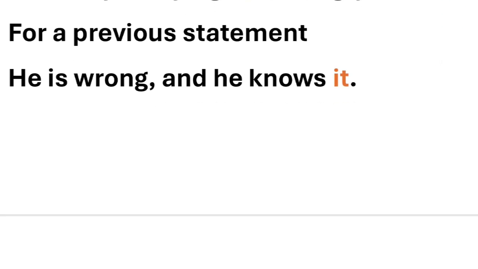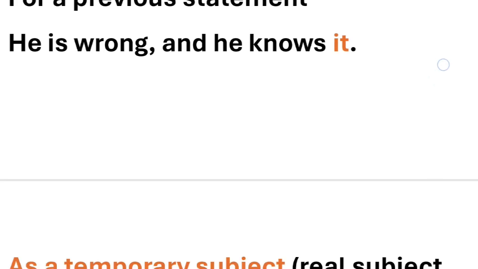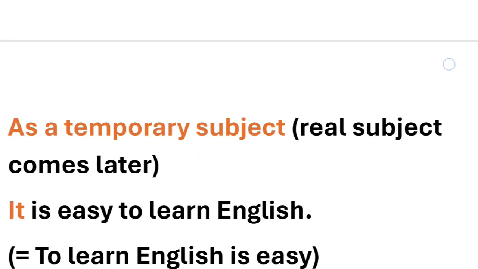For a previous statement also, we use it. For example, he's wrong and he knows it. We have used pronoun it for the previous statement, which is he's wrong. So this pronoun it indicates the previous statement. So we use pronoun it in that case as well.